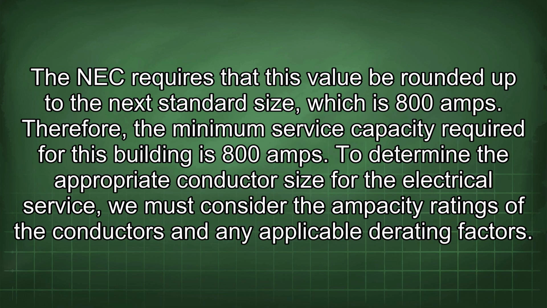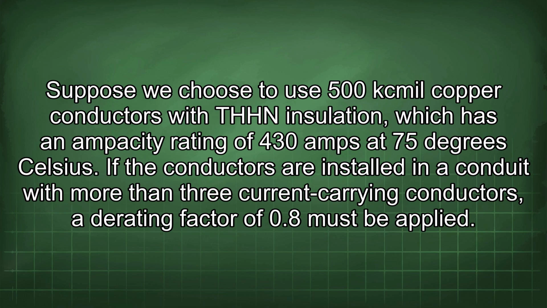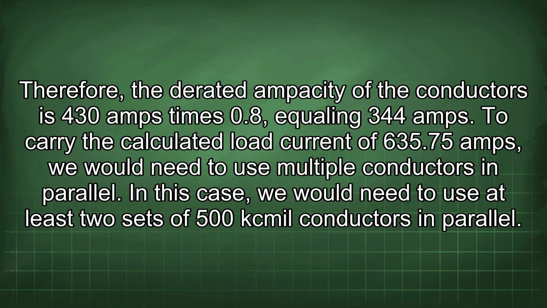To determine the appropriate conductor size for the electrical service, we must consider the ampacity ratings of the conductors and any applicable derating factors. Suppose we choose to use 500 kcmil copper conductors with THHN insulation, which has an ampacity rating of 430 amps at 75 degrees Celsius. If the conductors are installed in a conduit with more than 3 current-carrying conductors, a derating factor of 0.8 must be applied. Therefore, the derated ampacity of the conductors is 430 amps times 0.8, equaling 344 amps.